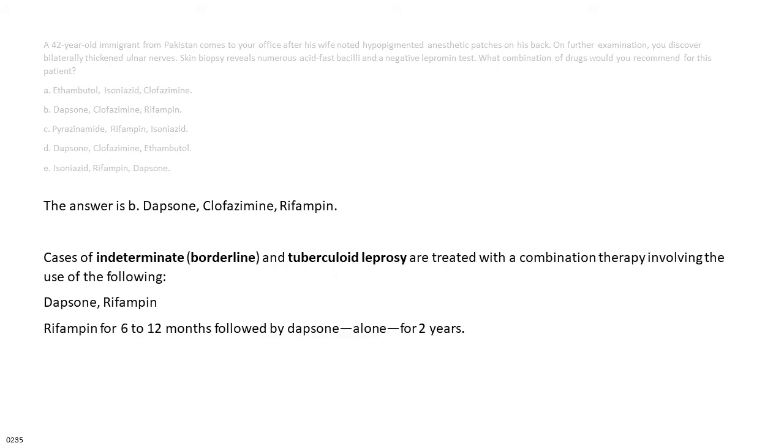Cases of indeterminate, borderline, and tuberculoid leprosy are treated with a combination therapy involving the use of the following: dapsone, rifampin for 6 to 12 months followed by dapsone, alone, for 2 years.